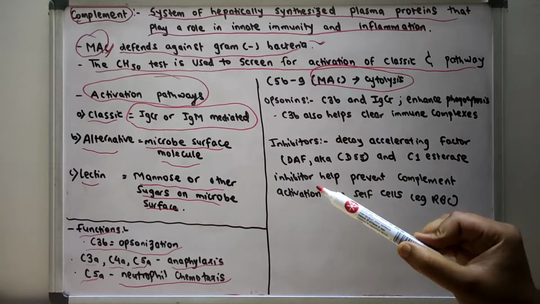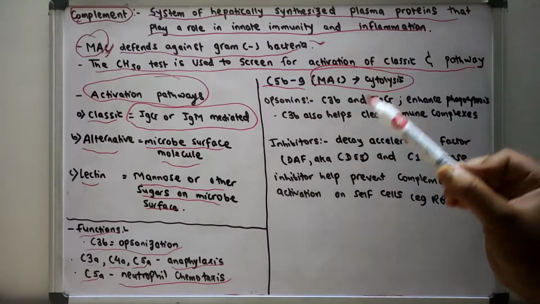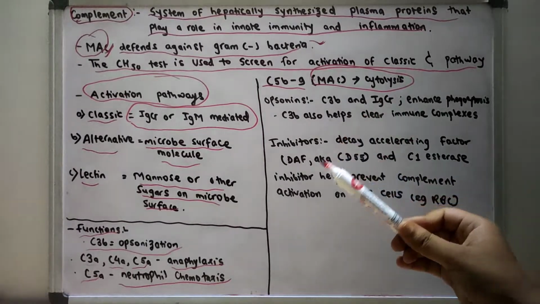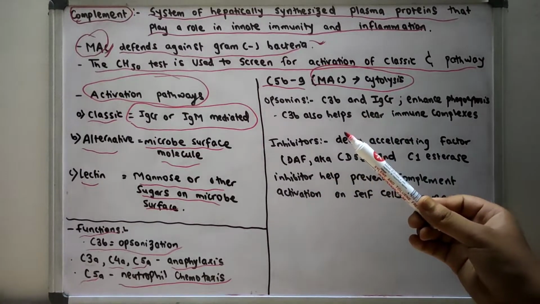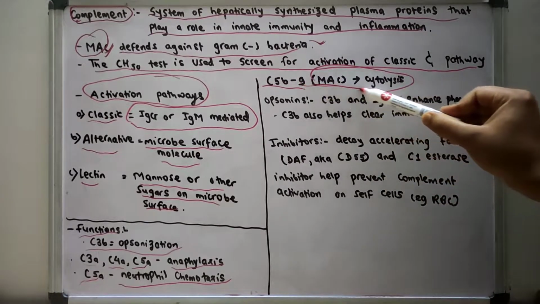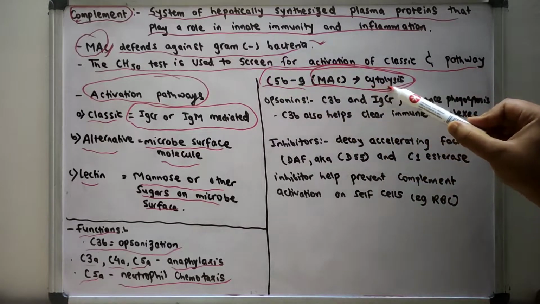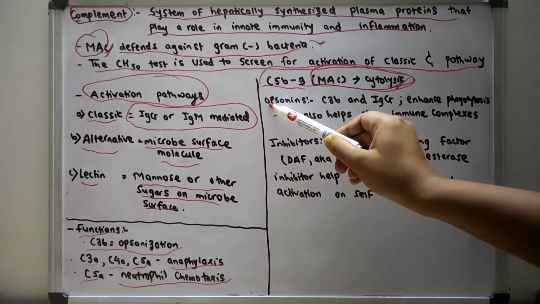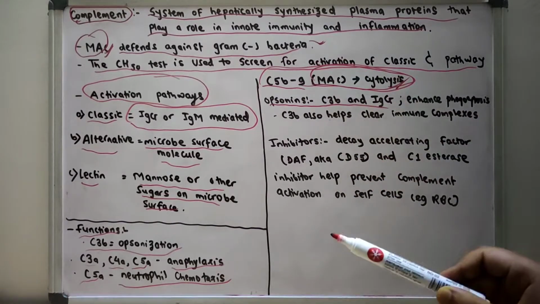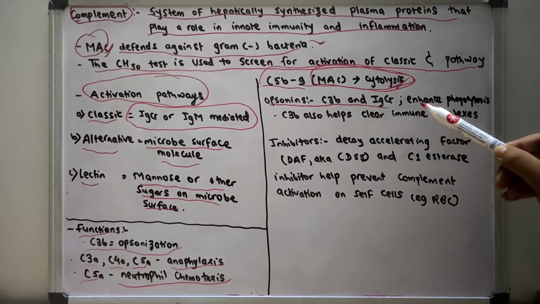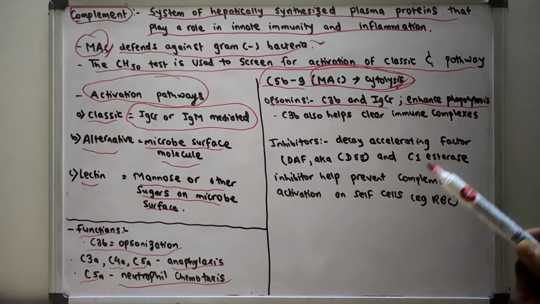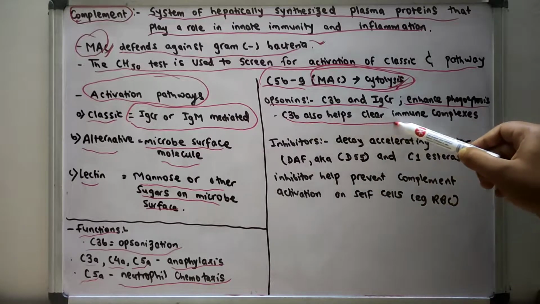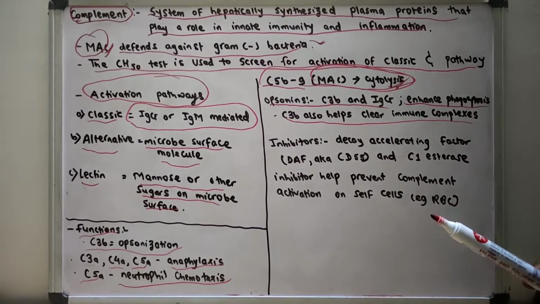The membrane attack complex is C5b to 9, that means C5b, C6, C7, C8 and C9 form the membrane attack complex that enhances the cytolysis of the infected cell. The various opsonins are C3b and immunoglobulin G. They enhance phagocytosis by opsonization. The C3b also helps to clear the immune complexes.